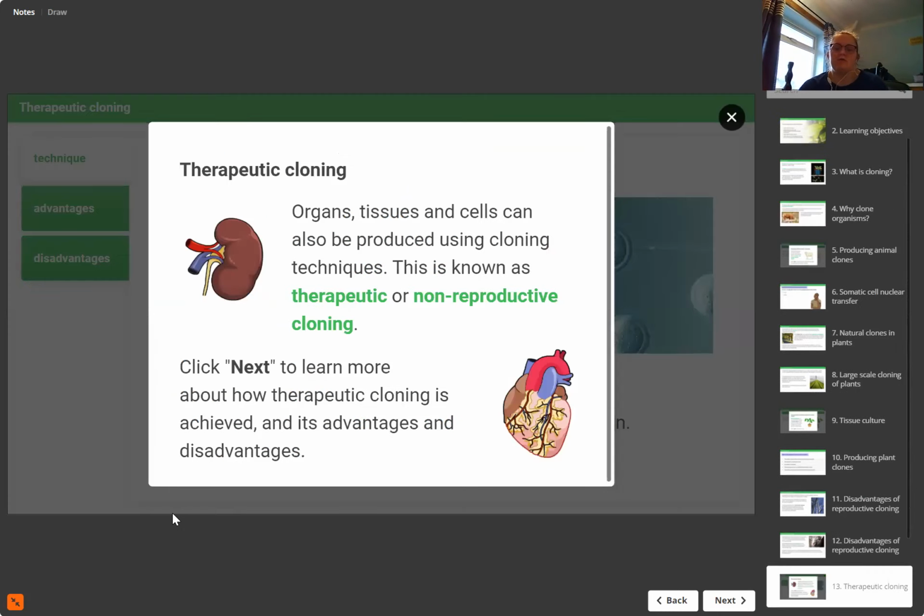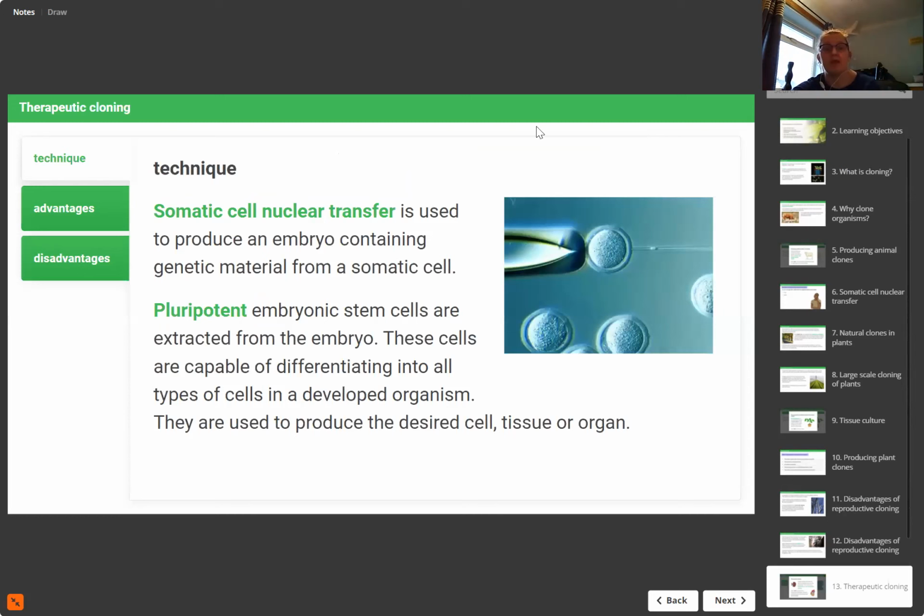We can have something called therapeutic cloning. Organs, tissues, and cells can also be produced using cloning techniques. This is known as therapeutic or non-reproductive cloning, so we're not making a whole new organism, we're just making new organs, tissues, and cells. We're going to look at what it is, some good things about it, and then some bad things about it.